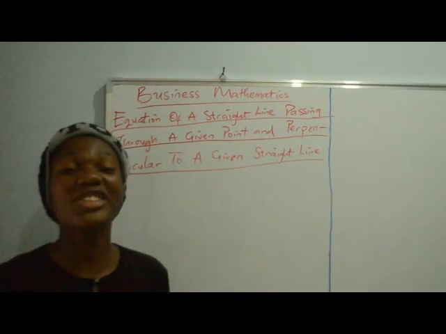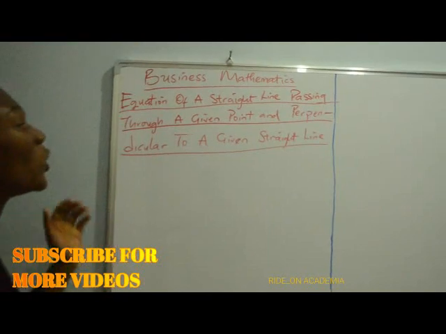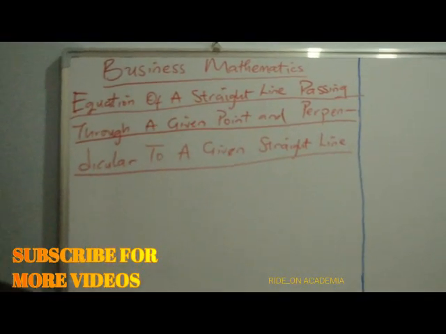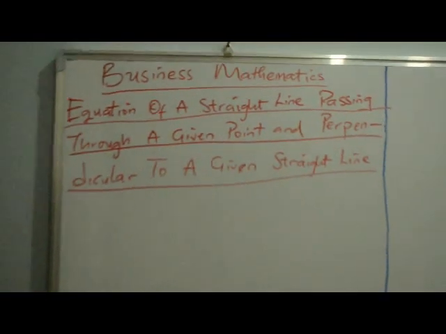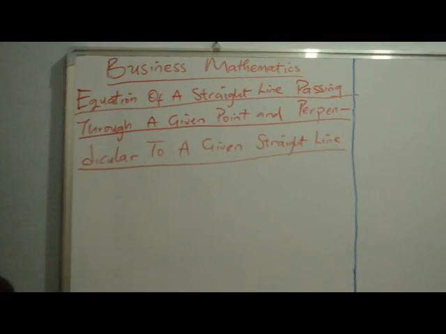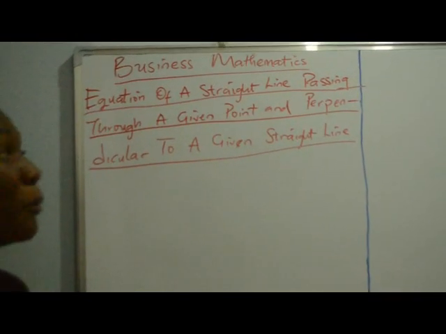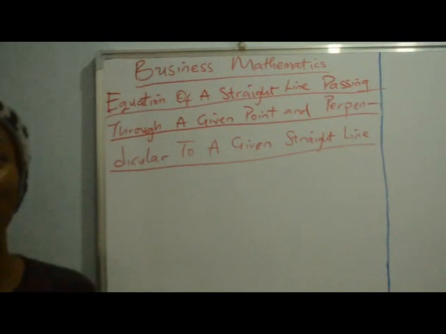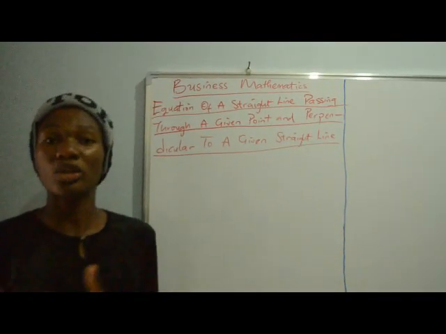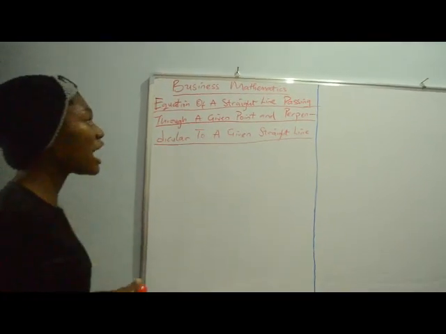Hello guys, this is Ride On Academia, and today we'll be looking at the equation of a straight line passing through a given point and perpendicular to a given straight line. In our previous video we looked at the equation of a straight line passing through a given point and parallel to a given straight line, but today we are looking at the perpendicular aspect. How can we find the equation of a straight line when we have a perpendicular line and only one point given? Our formula remains this.